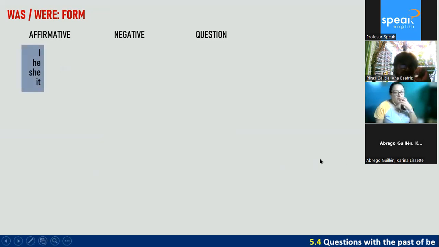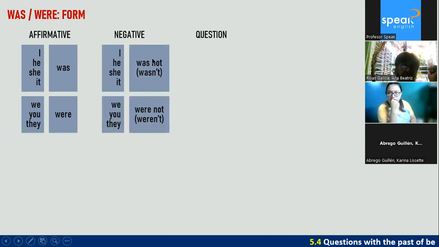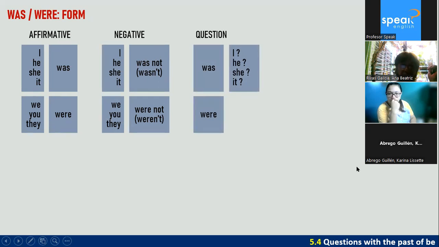So, in the affirmative form, this is the order that we're going to have of the most important elements, which is the subject and the verb. If it's negative, it's going to be the same, right? And you have 2 options, contraction or full form. Now, what happens with the questions? With the questions, we have a switch. Hay un cambio, and that switch comes with the verb to be.